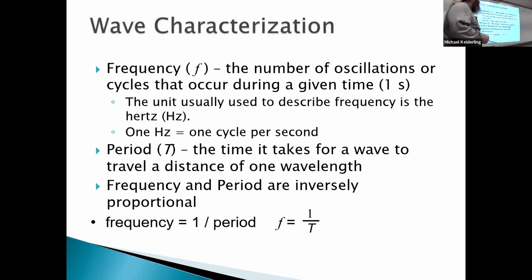Frequency is the number of cycles that occur during a given time. We describe frequency with the unit of hertz, which is 1 cycle per second. Period is the time it takes for a wave to travel a distance of one wavelength. And frequency and period are inversely proportional. So frequency equals 1 over period.